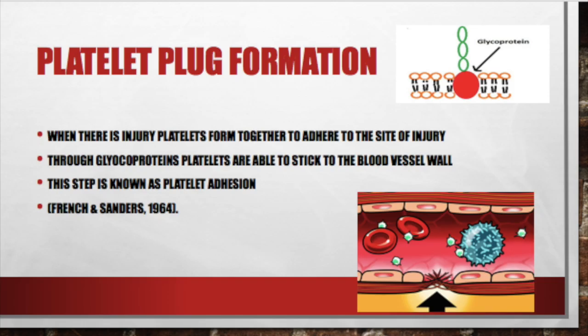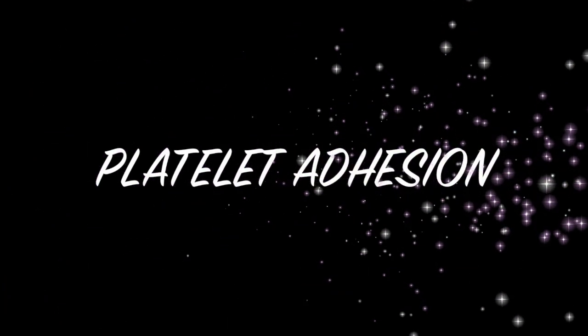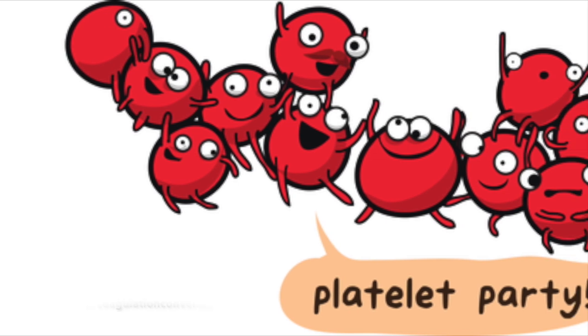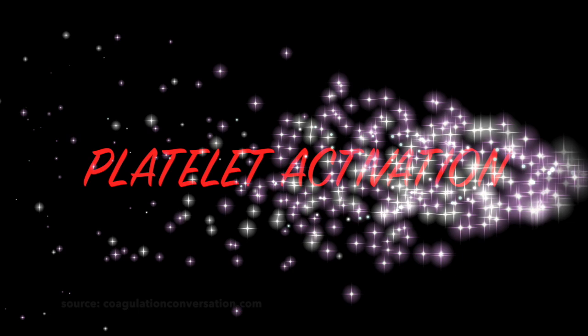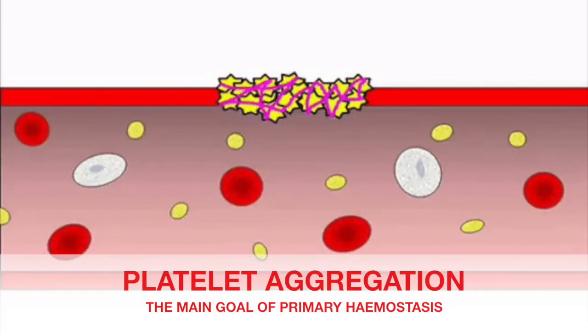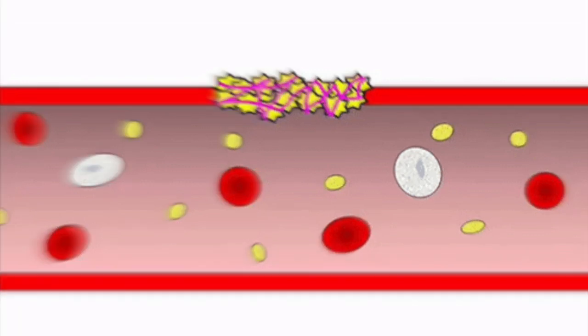When there is injury, platelets form together to adhere to the site of injury through differing receptors called glycoproteins. These allow platelets to stick to the walls of Sally's blood vessel, and this process is known as platelet adhesion. Once glued to the blood vessel, the platelets begin changing shape, releasing chemicals that call upon further platelets to come towards the damaged area. Now Sally's platelets are said to be activated. Once activated, additional platelets come, forming a loose plug and finalizing the step platelet aggregation. This is the main goal of primary hemostasis.